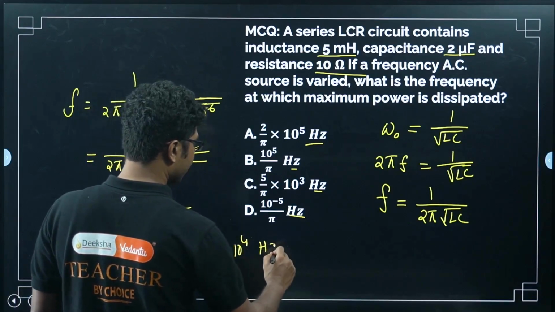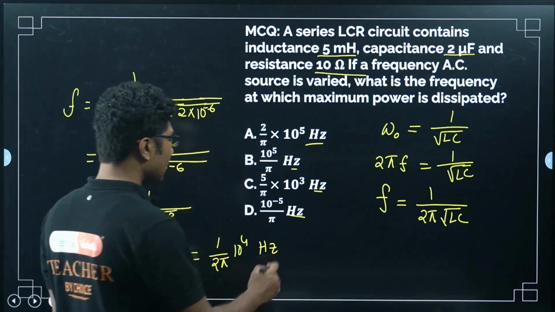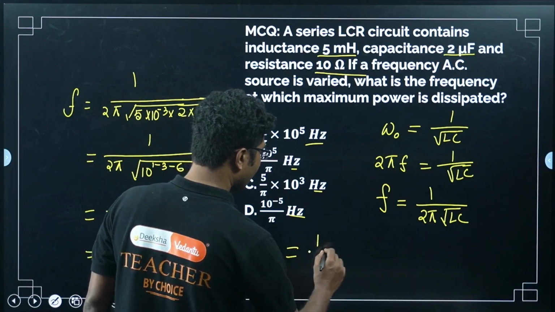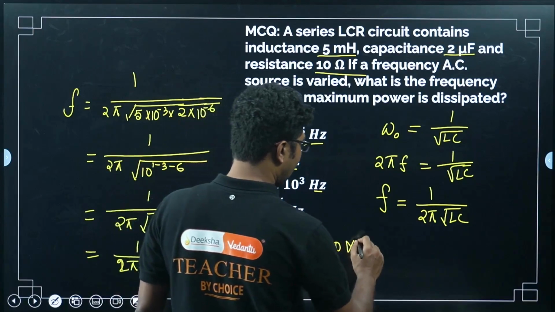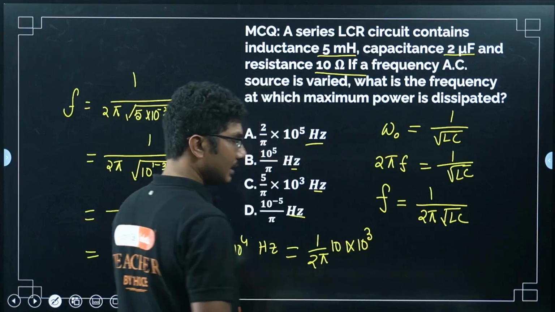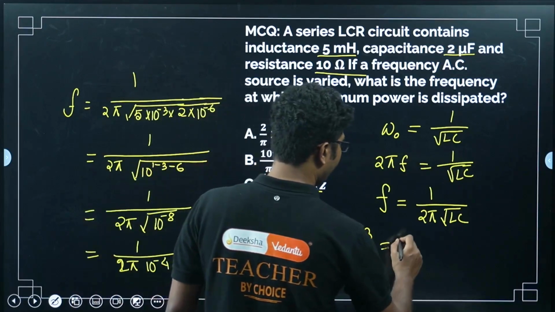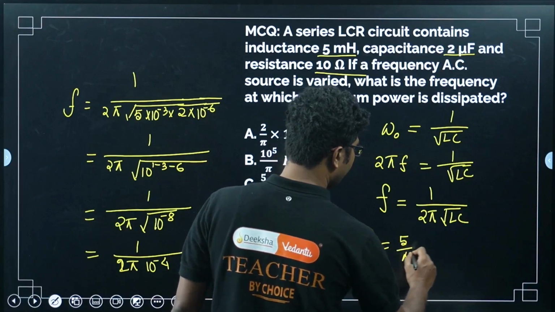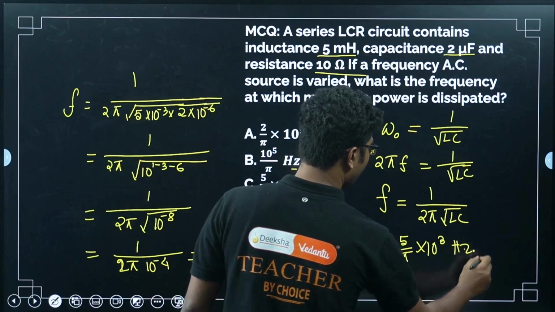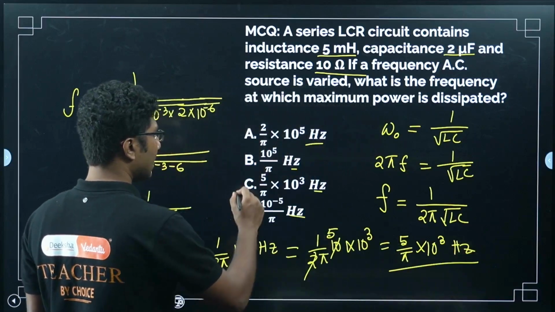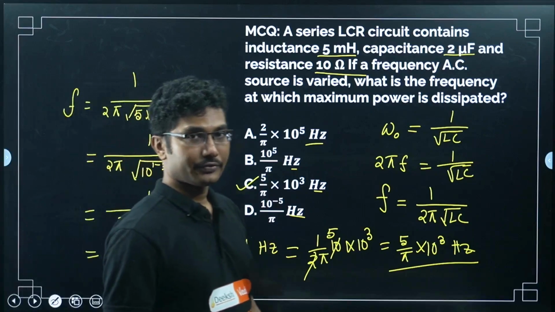Now if you see the options, none of the options are given like that. They are all given divided by pi. So how can we solve that? What we have to do is take one 10 out and keep the remaining three 10s here. So one 10 will cancel and it will become 5. So it will become 5 by pi times 10 to the power of 3 hertz. Now check the options. Which one is the correct answer? The correct answer is option C, 5 by pi into 10 to the power of 3 hertz.